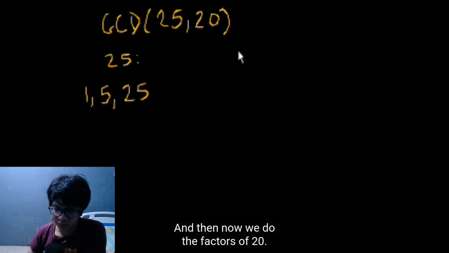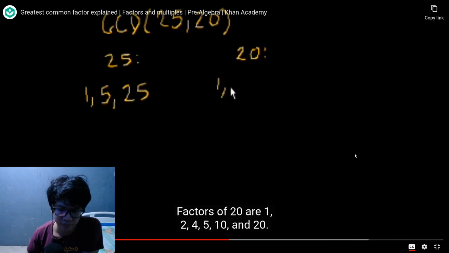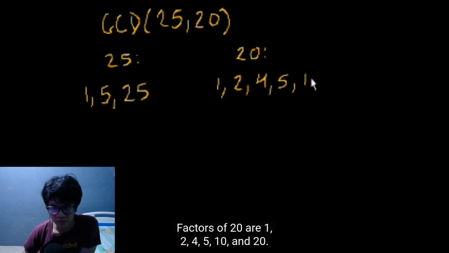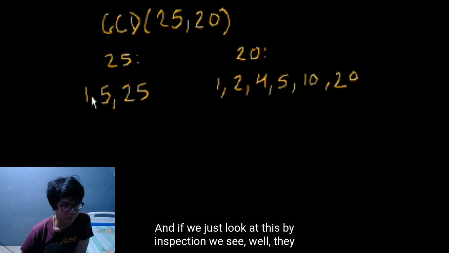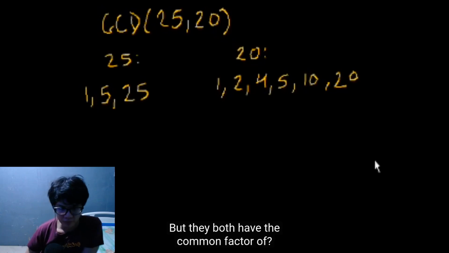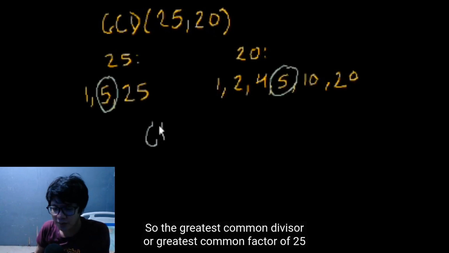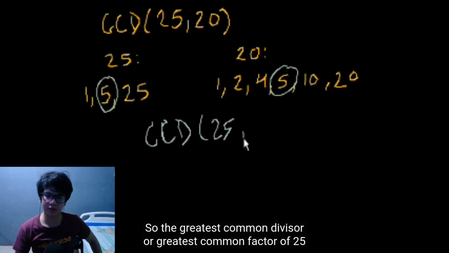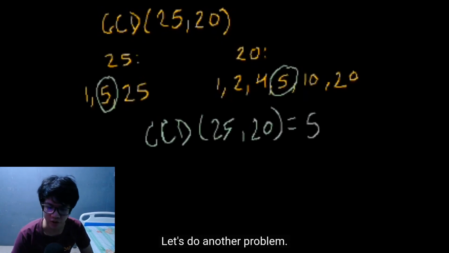And now we do the factors of 20. The factors of 20 are 1, 2, 4, 5, 10, and 20. And if we just look at this by inspection, we see they both share 1, but that's nothing special. But they both have the common factor of, you got it, 5. So the greatest common divisor or greatest common factor of 25 and 20 equals 5. Let's do another problem.